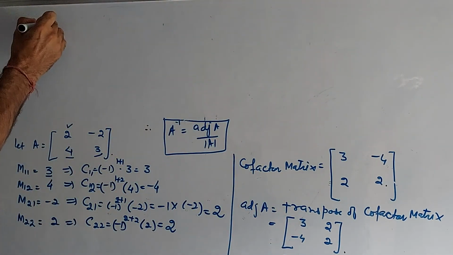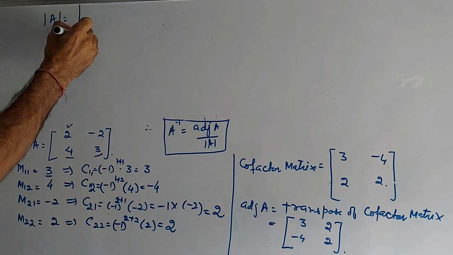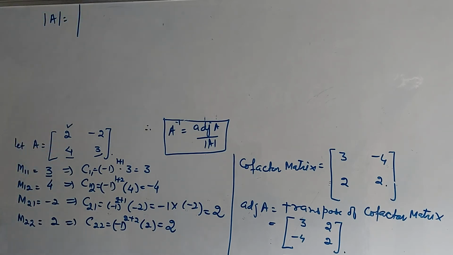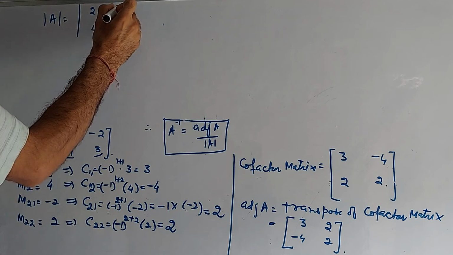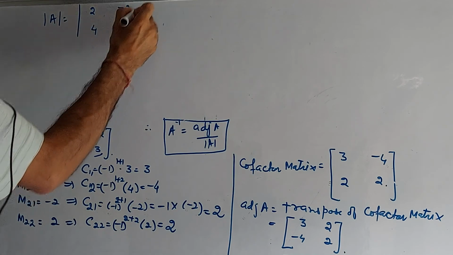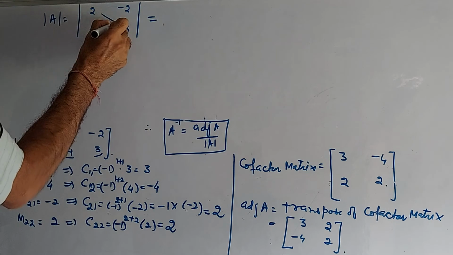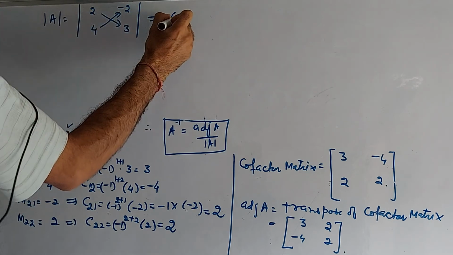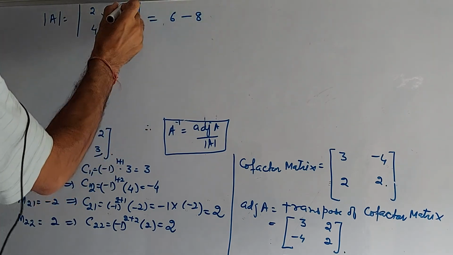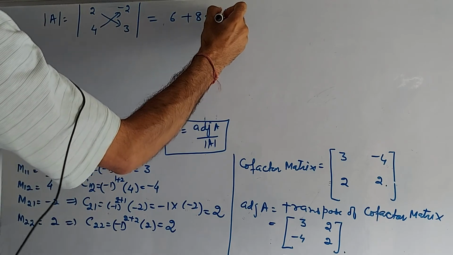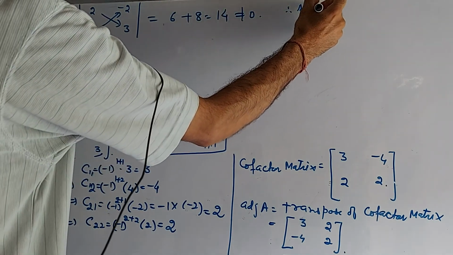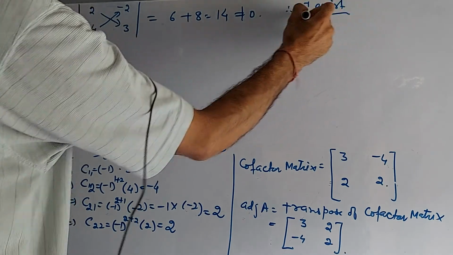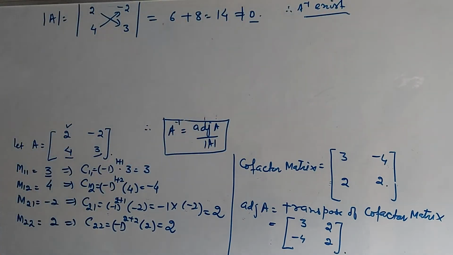Now we will find the determinant of the matrix. The matrix is 2, 4, minus 2 and 3. So the determinant is obtained by multiplying this, 6 minus minus 8. So it is 14, which is not equal to 0. Therefore, A inverse exists. If it is 0, then A inverse does not exist.